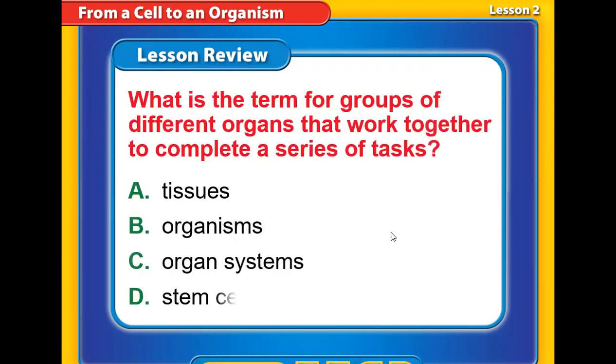What is the term for a group of different organs that work together? Different organs working together, so of course it's an organ system, guys.